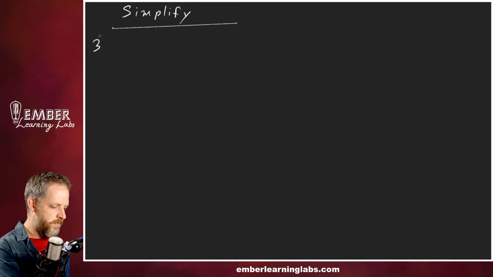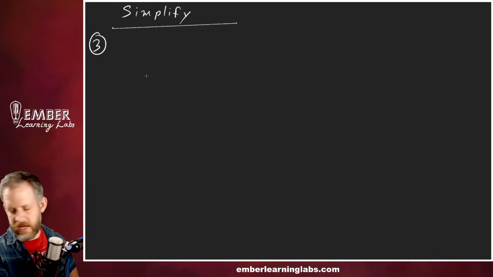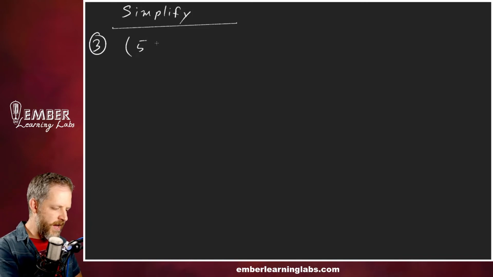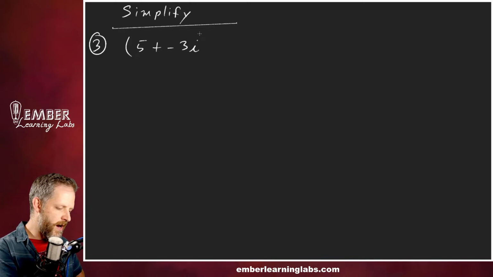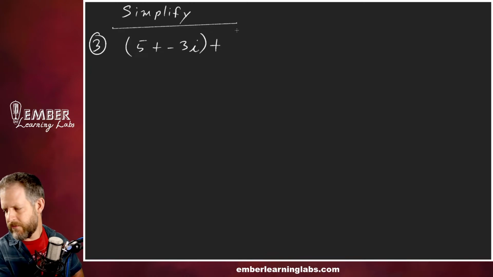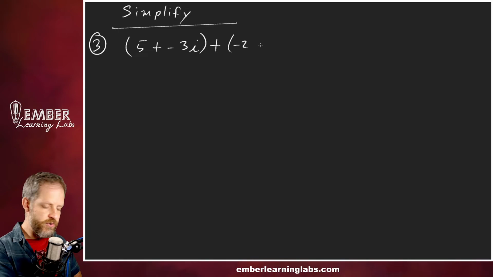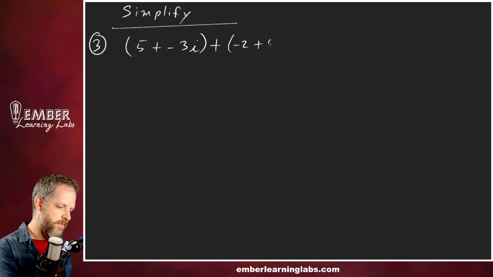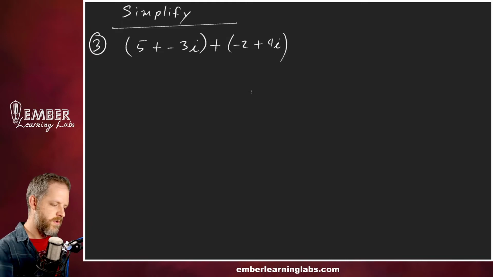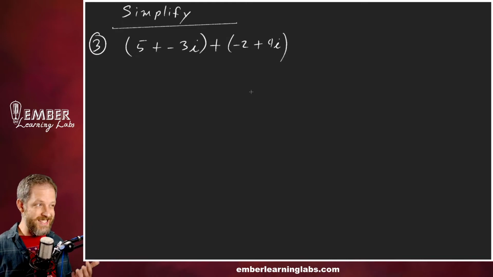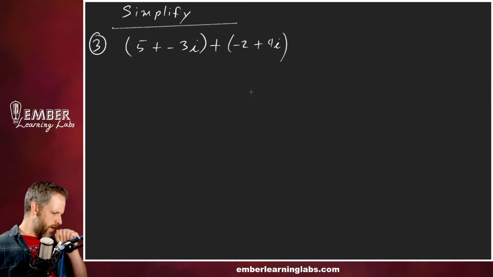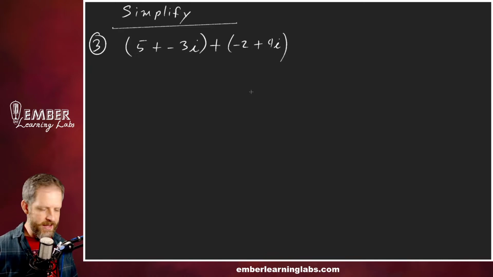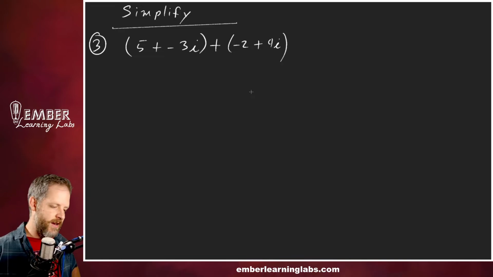This is example 3. And it is going to be 5 plus negative 3i plus negative 2 plus 4i. Okay. So the way we handle these is we essentially pretend like the i is just any other variable, and we do it the normal way. With one exception, which we'll see in the next example. We've kind of already talked about it, but we'll hit that in a bit.